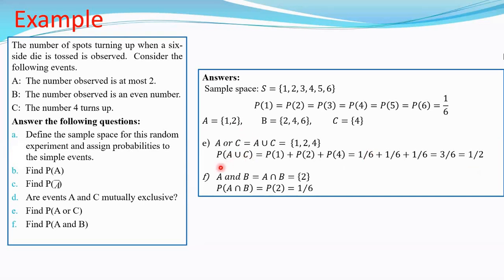Then A and B. Find the probability of A and B. First we have to look at which simple events belong to A and B. For A the simple events are 1, 2, and for B they are 2, 4, 6. A and B occurring at the same time means there is a common element in A and B. Here there is 2, here also 2. So A and B have only the common element 2. Then the probability of A intersection B is the probability of 2, that is 1 over 6.